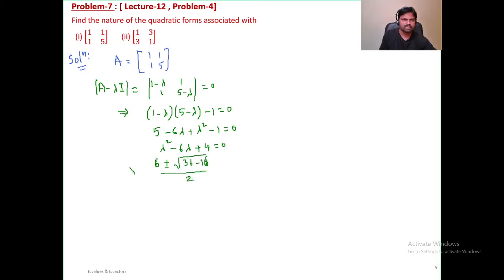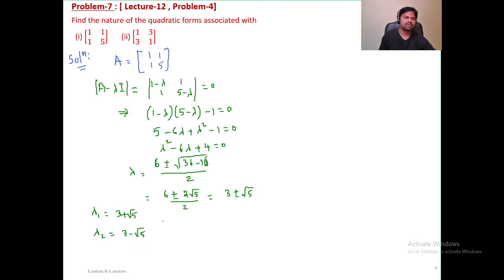Okay, so these are lambdas, right? What will you get? So 6 plus or minus the square root of 36 minus 16, which is 20. So root 20 I can write as 2 root 5, divided by 2. So these are 3 plus or minus root 5. That means the eigenvalues are lambda 1 is equal to 3 plus root 5, and lambda 2 is 3 minus root 5.